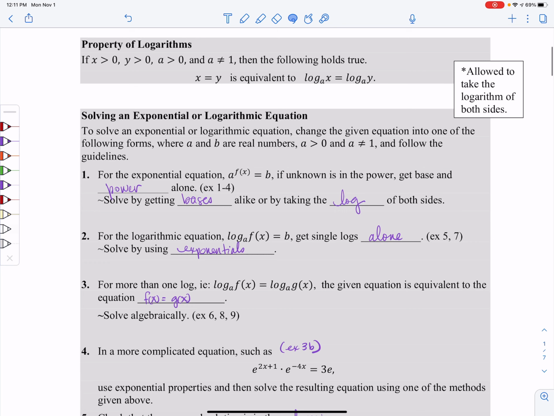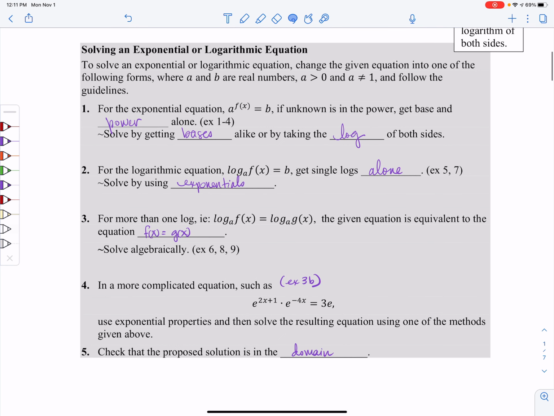Now let's talk about solving exponential and logarithmic equations. I've already got this filled out, so you may want to go ahead and pause the video and fill out this box. But what I'm going to do is work through examples as I work through little tips here. So solving equations, you want to change your equation into one of the following forms. And that's basically going to be the first 3 forms. We'll also look at the 4th form as well, but the first 3 forms are going to be the ones that we're going to look at mostly here.